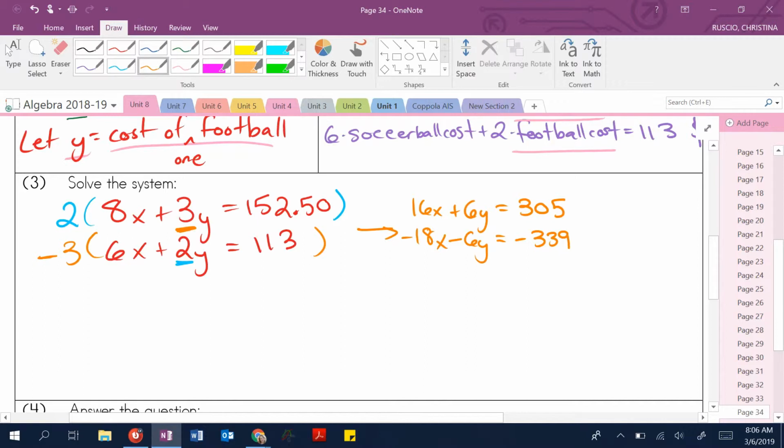So now that I have these two equations, I'm going to smush them together. By adding these equations, we're going to be able to eliminate the y's, and we'll be left with only an x. And then we'll be able to solve for x, substitute, solve for y. So let's add these up. So 305 minus 339 is going to be negative 34.